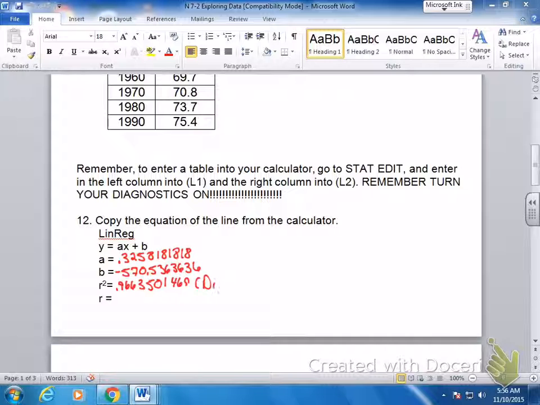We're going to write disregard. And then the R it gives us is 0.983031117. So hopefully you got those same numbers. It's a lot of decimal points, but let's go to the next page and see what we can do with that.